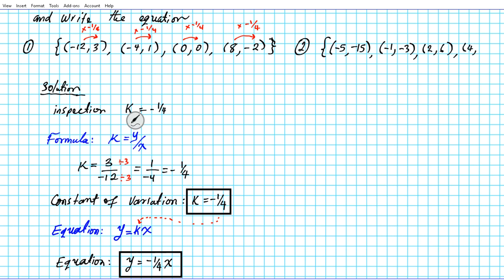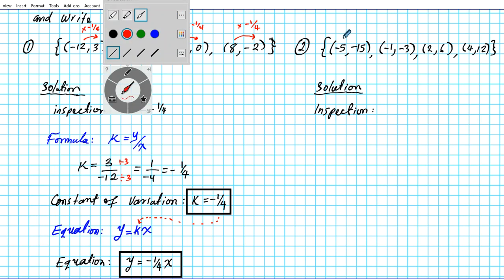Now, just by inspection, can you figure out what the constant of variation is? So let's try this out by inspection first, okay? We want to ask ourselves, can we see the constant that x is multiplied by to generate y every single time? So from negative 5 to negative 15, from negative 1 to negative 3, from 2 to 6, from 4 to 12, what do you notice happening?